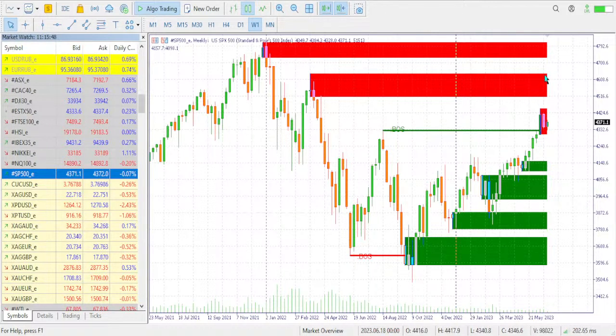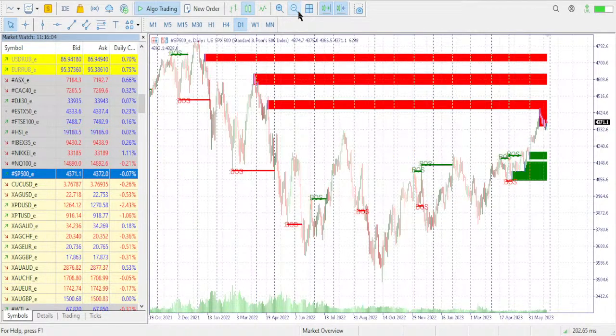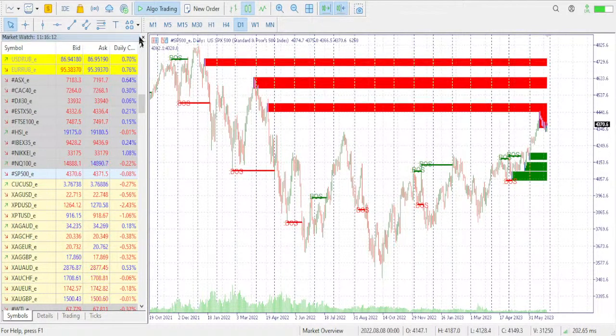We want to see a break above this line, then a second break above that line to mean that the price is now continuing to the upper side. So that is on the weekly time frame. On the daily time frame, we have almost the same thing. We have our zones here. We have the zones here. We have the zones here, and we have an ultimate one.